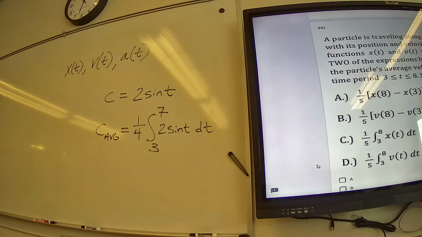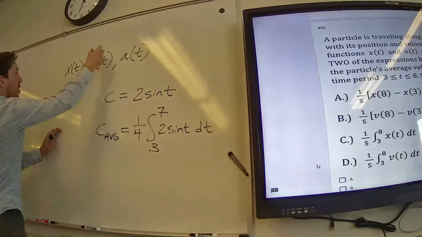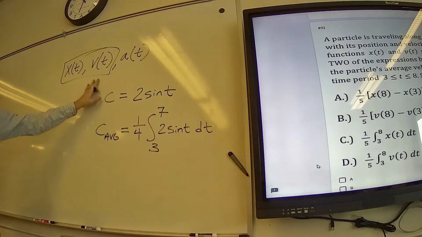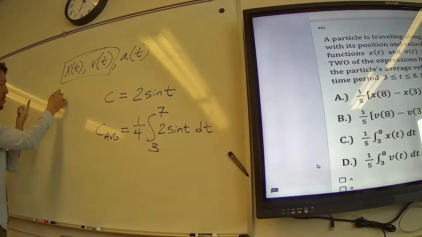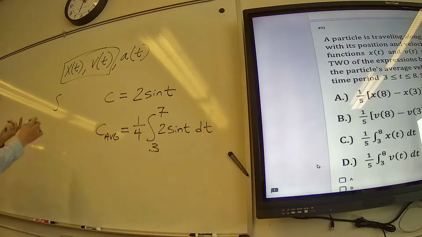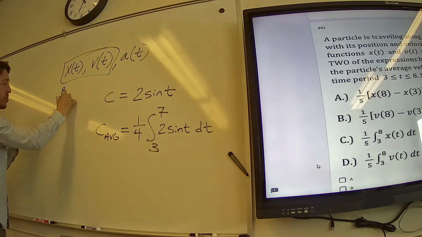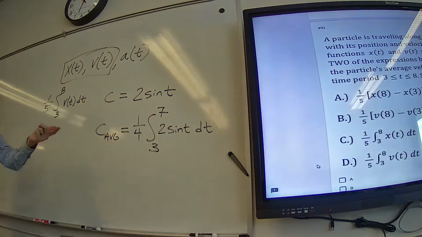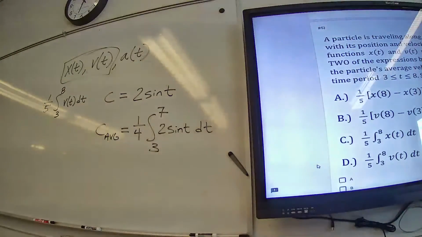Okay, so this question says there are 2 expressions here that would describe the average velocity between 3 and 8, given that your particle has a position function and a velocity function. So if you have a position and a velocity function, what's one way to get the average velocity? Take the displacement and divide by your interval. There you go. Displacement between 3 and 8. That was D, there's your displacement divided by 5. So that's one of our answers. That's choice D.